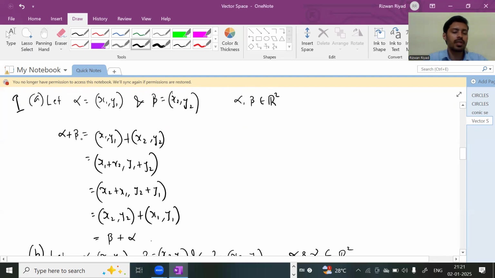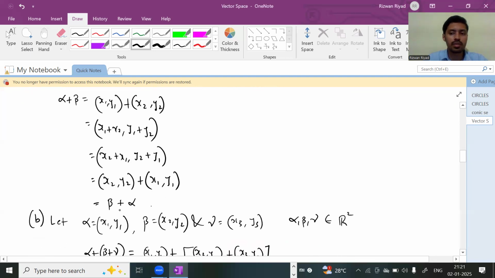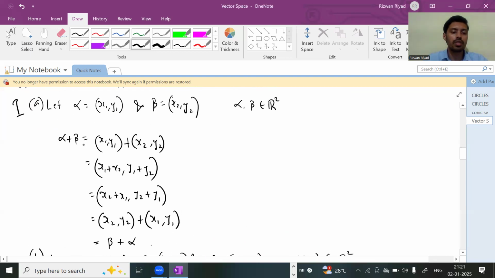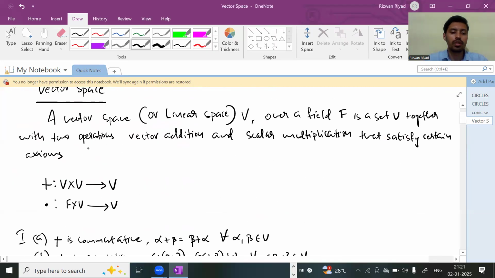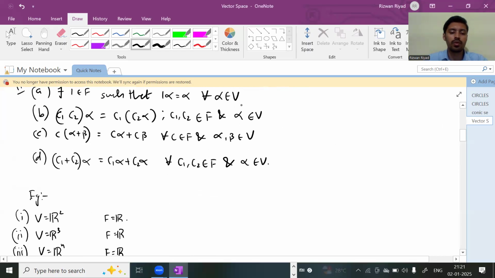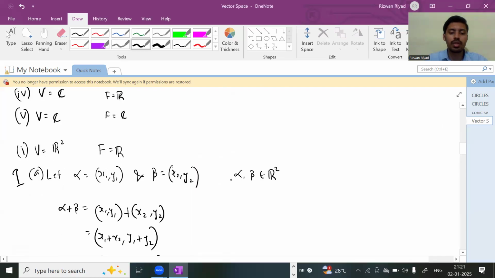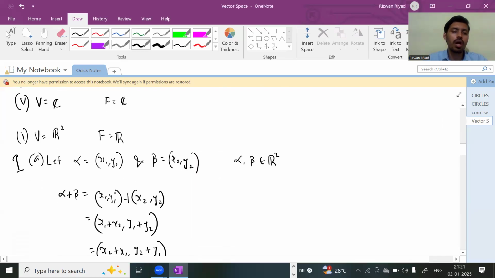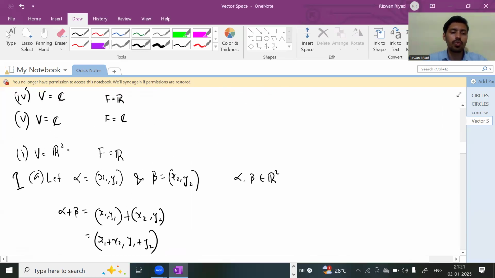So alpha plus beta can also be written as beta plus alpha. That means the first property is satisfied here. Alpha plus beta equals beta plus alpha for all alpha, beta belongs to V. Here alpha and beta are arbitrary elements. That means this is true for all alpha, beta belongs to R square. So the first property is satisfied here.